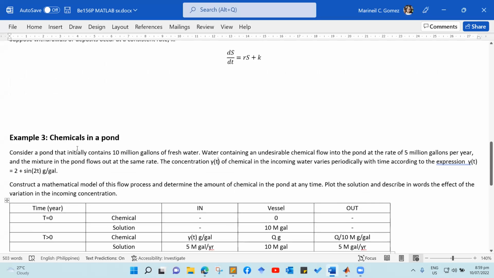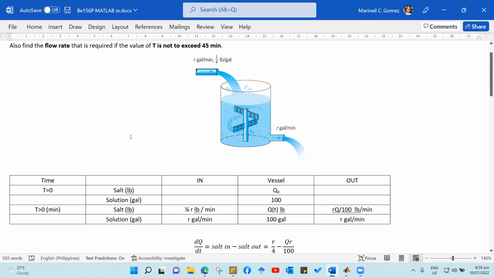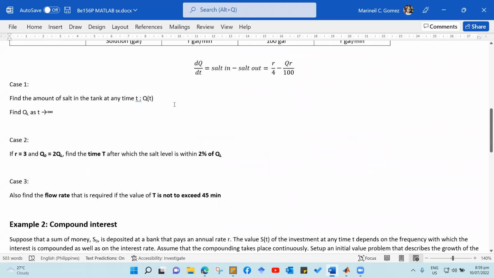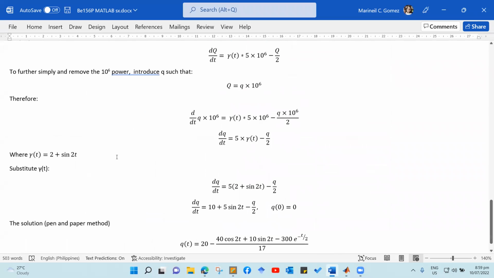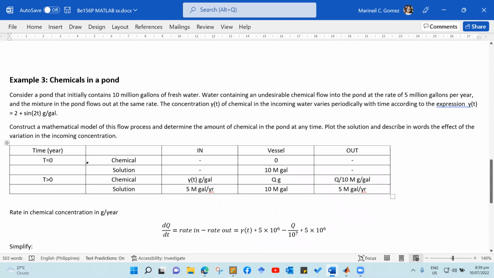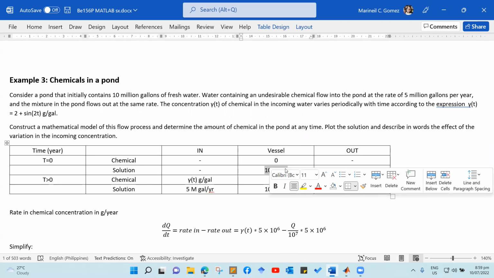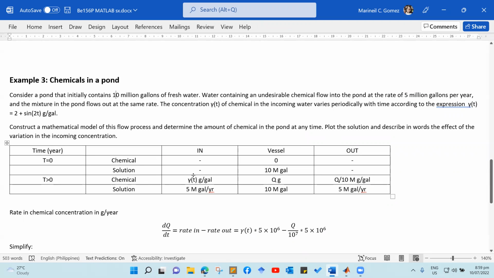So it's like the first initial value problem, case 1. Just like how we did the previous one, I had constructed this table so that it's better to visualize. This is fresh water, so you have 0. This is 10 million gallons of fresh water. Now chemicals, for brevity, I didn't copy the whole expression. I just put it as gamma t grams per gallon. And the concentration now is Q.